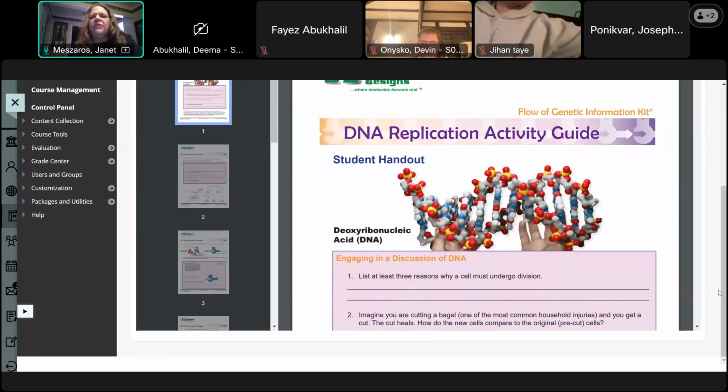It says DNA replication activity guide. So we were basically going to use some models, but we don't have those here, but that's still going to be okay, because as we go through it, you'll understand. And at the end of this packet, we're going to go through DNA replication again, which is another exercise that you'll be doing on the actual final.